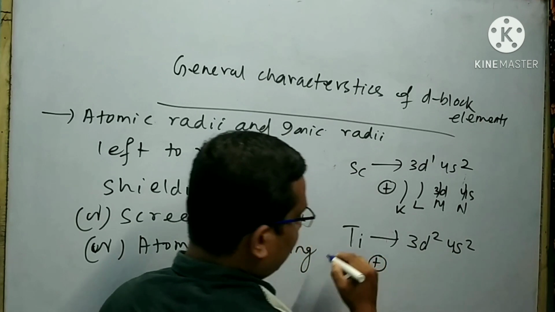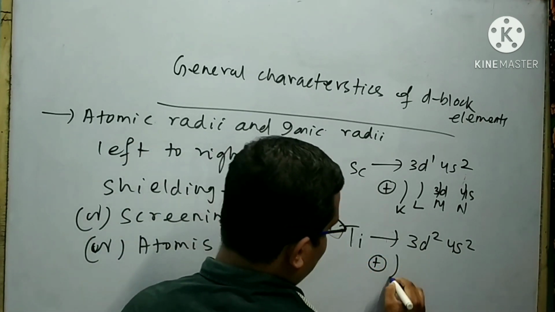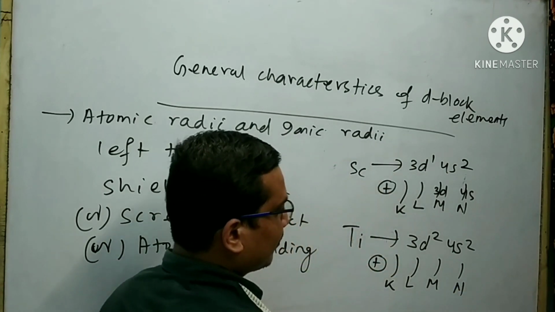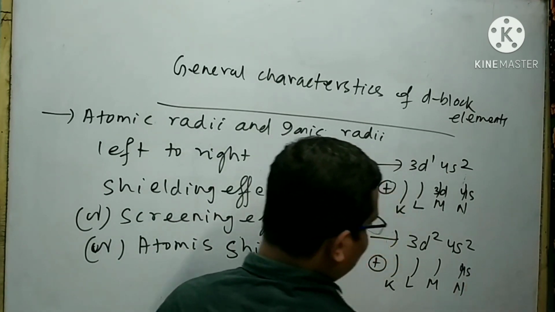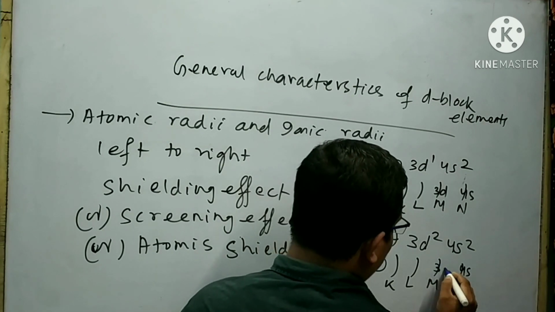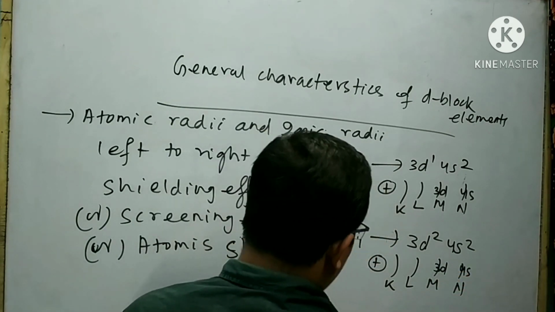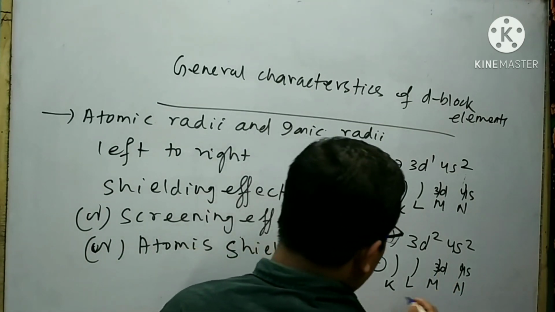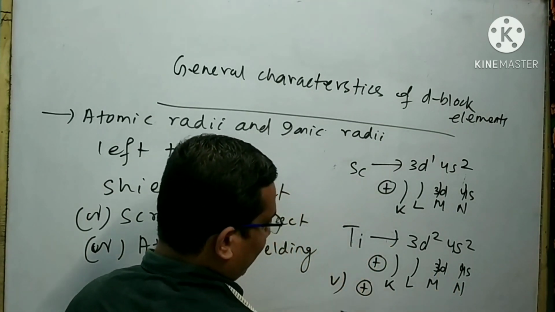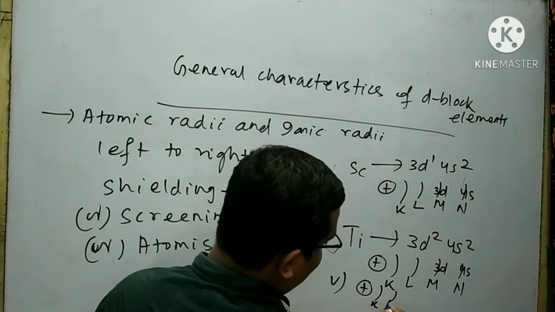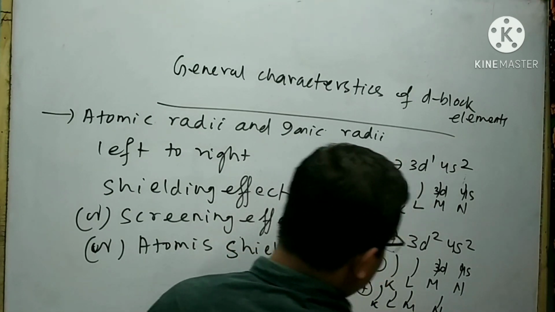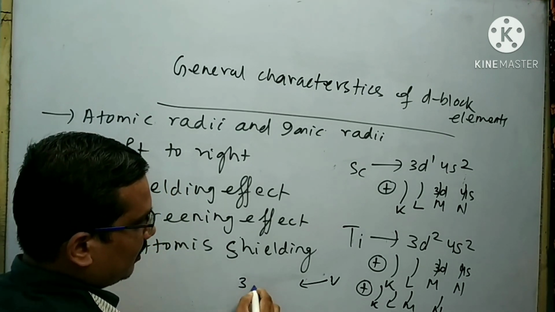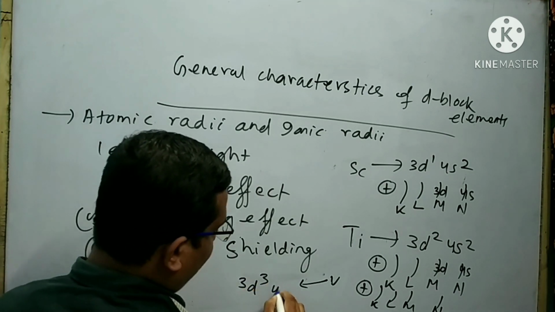Similarly, suppose this is the nucleus of titanium, this is the K shell, this is the L shell, this is the M shell, this is the N shell. The 4s orbital is present in the N shell, and the 3d orbital is present in the M shell. Suppose I think about vanadium like that. I can also draw this nucleus, the K shell, L shell, M shell and N shell. The electronic configuration of vanadium is 3d3 4s2.